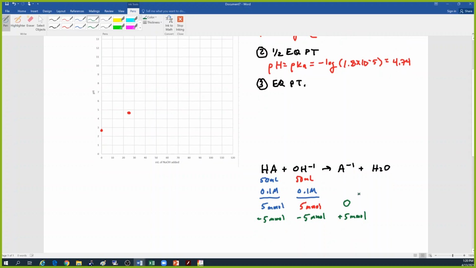Now when you think about this, we can calculate the concentration of the weak base in this mixture because the total volume is now 100 milliliters and there's 5 millimoles of base in it. So that means the concentration of our weak base is 5 millimoles out of 100 milliliters, which is just 0.05 molar. So now we know the concentration of our base at this point.